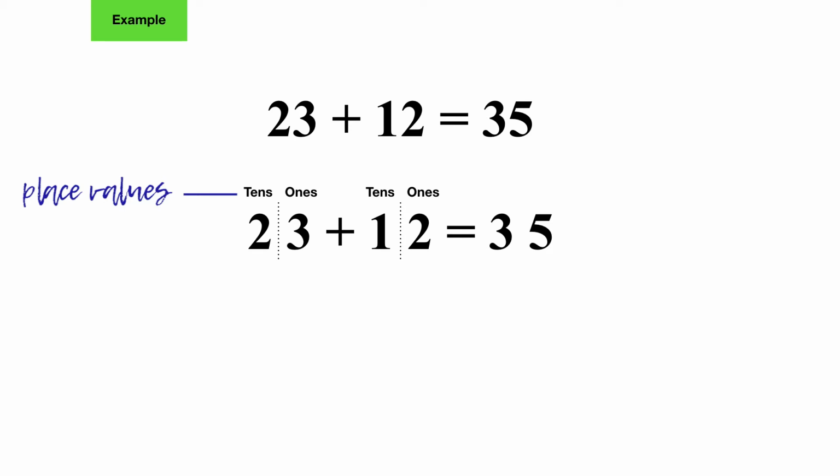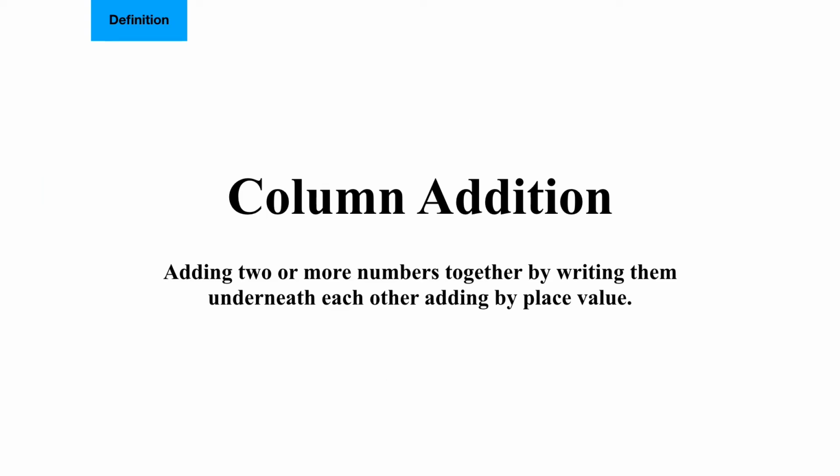Adding those together, the ones with the ones and the tens with the tens, we get to 35. So we have 5 ones and we have 3 tens. Again, we said 3 plus 2 equals 5, and we said 20 plus 10 equals 30. So 30 plus 5 equals 35. But how do we do this a little bit easier?